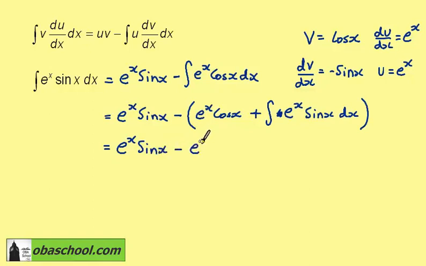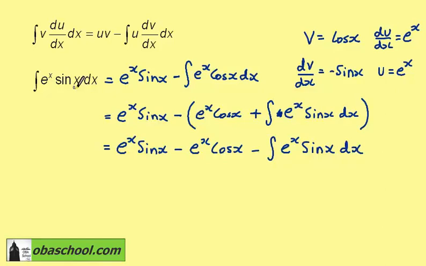Take away e to the x cos x. Take away the integral of e to the x sine x dx. So we have the integral of e to the x sine x equal to e to the x sine x, take away e to the x cos x, take away the integral of e to the x sine x dx. And note this integral is the same as the one on the left-hand side.